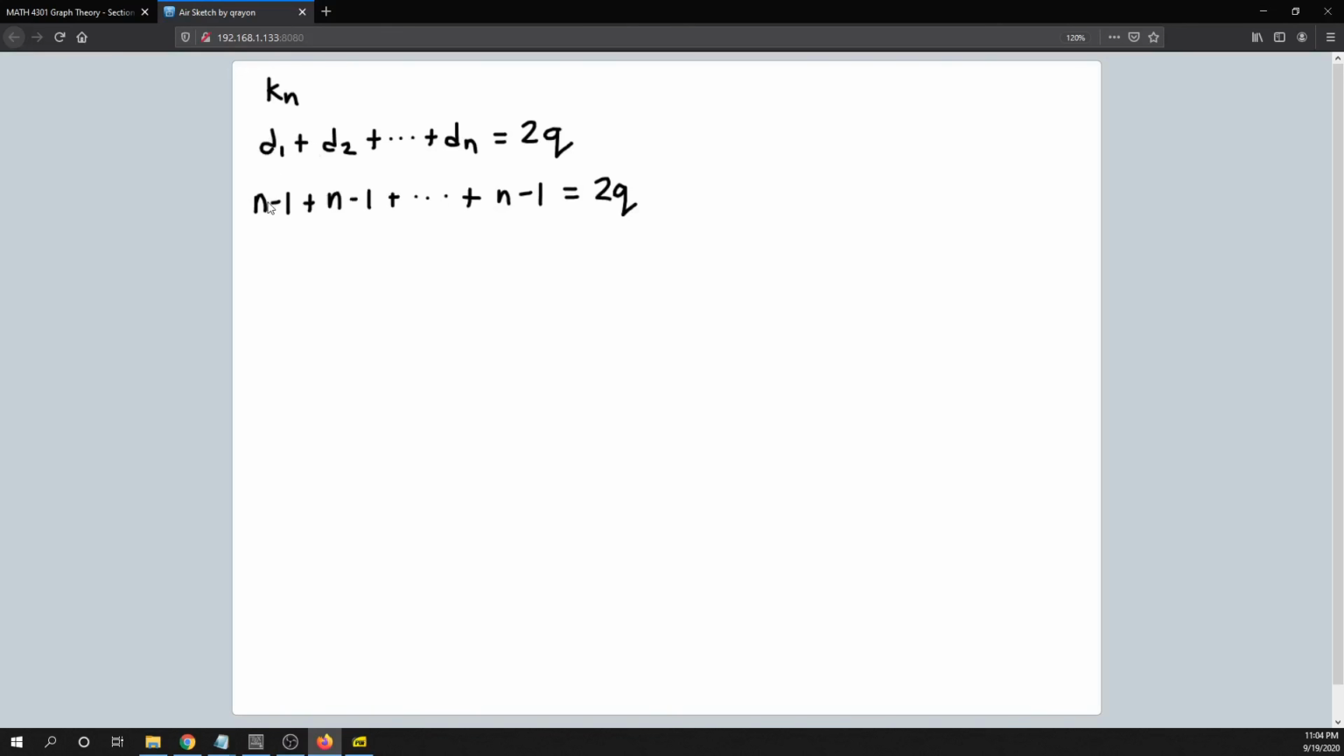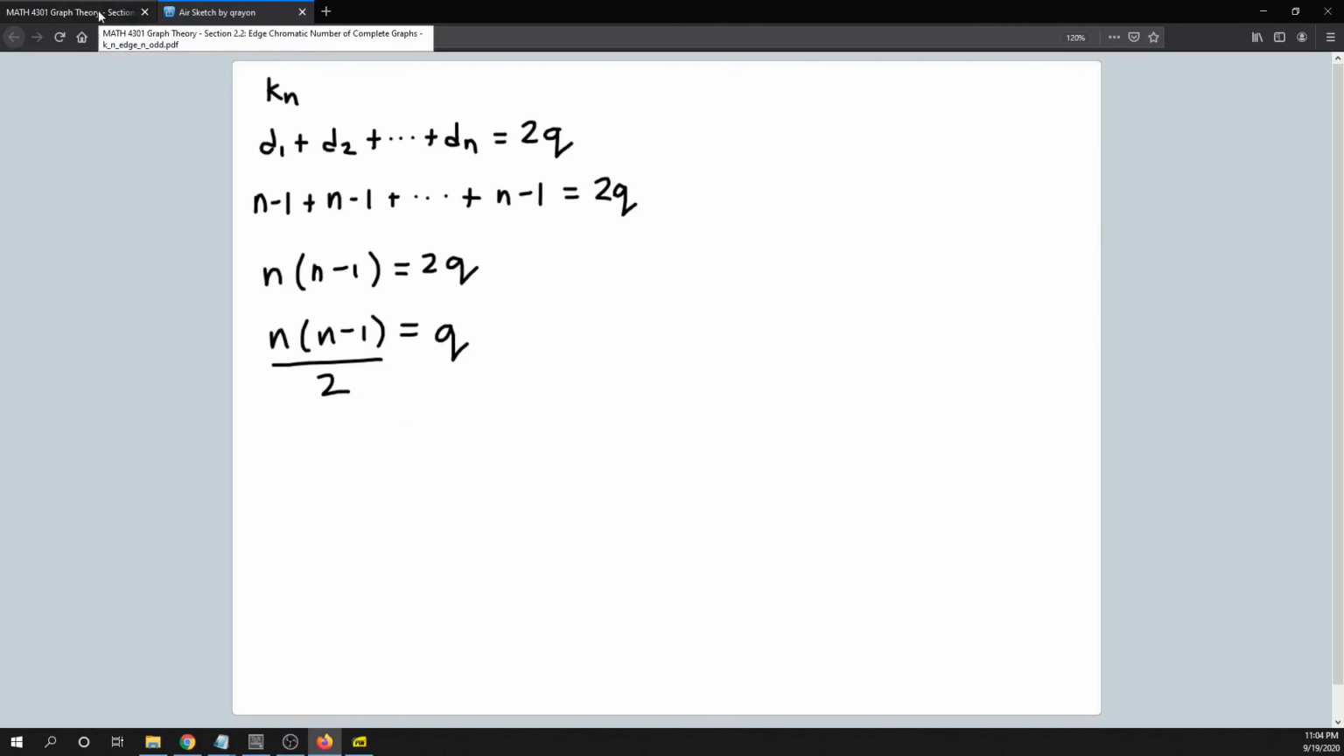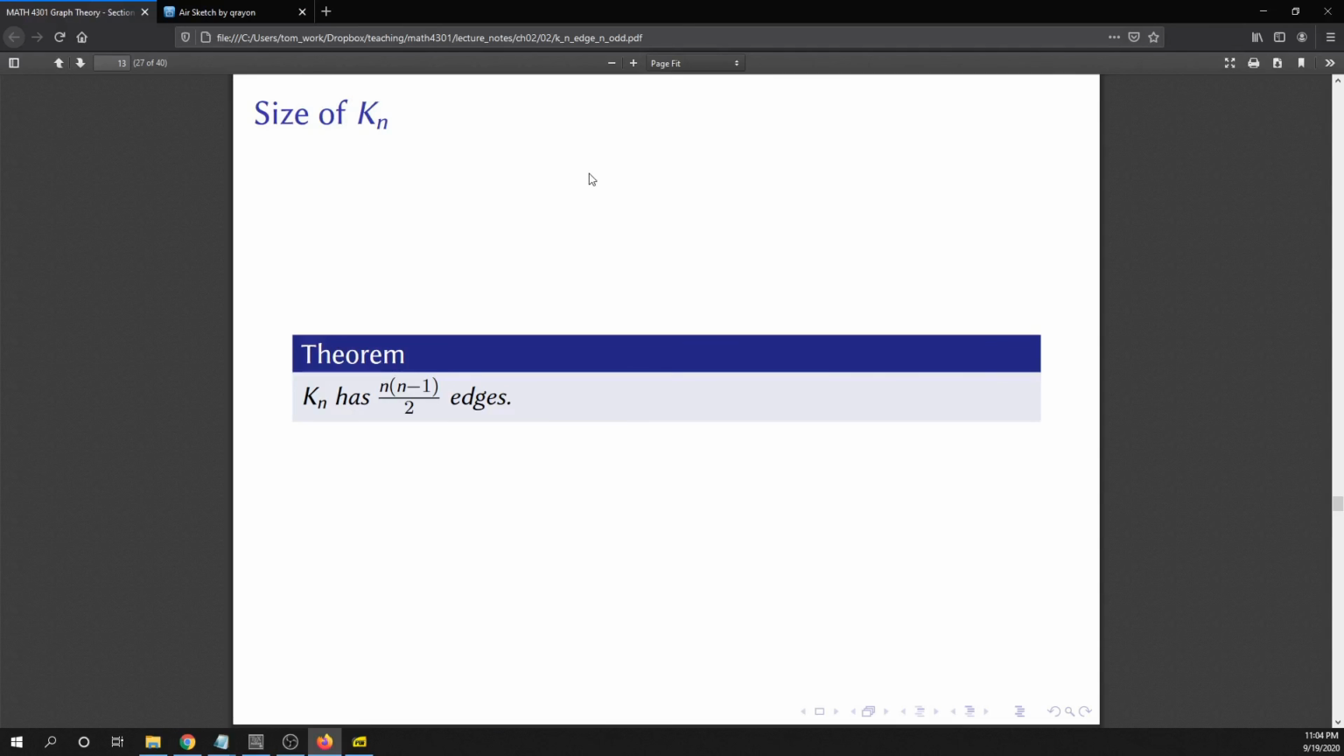And then if you look at what we have here, we have n minus 1 being added n times, so that is n copies of n minus 1. Then we can solve for q, the number of edges, by dividing both sides by 2. And so we get that the complete graph on n vertices has n times n minus 1 over 2 edges. All right, so that's going to be important.